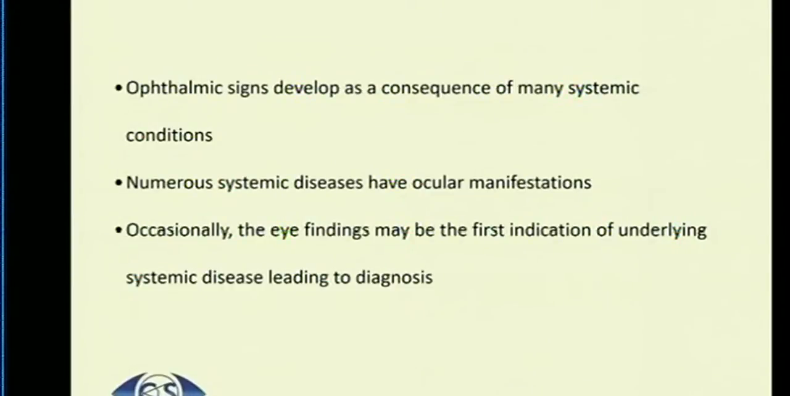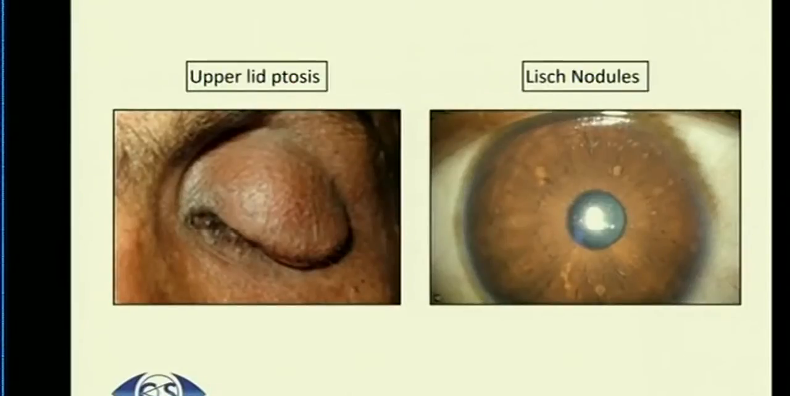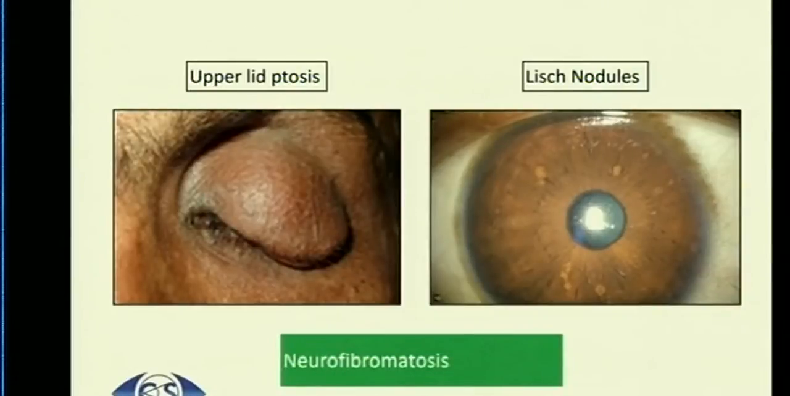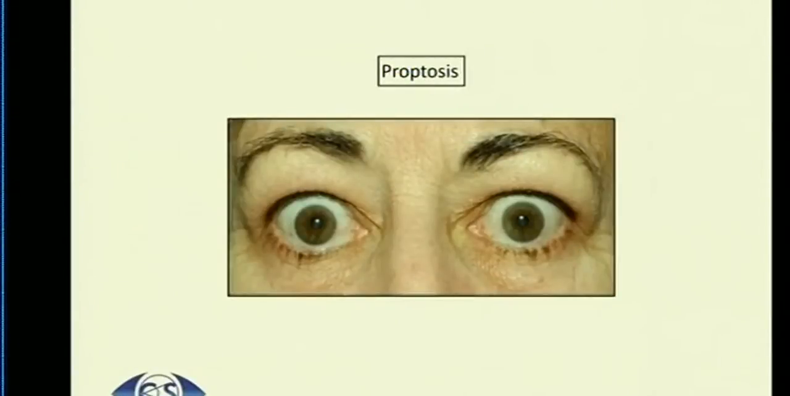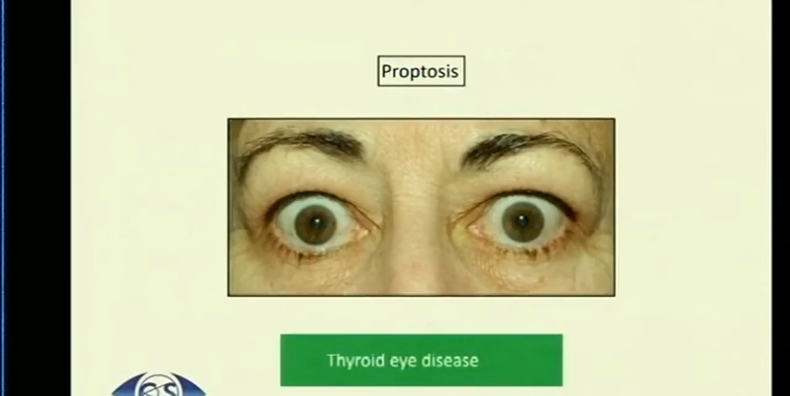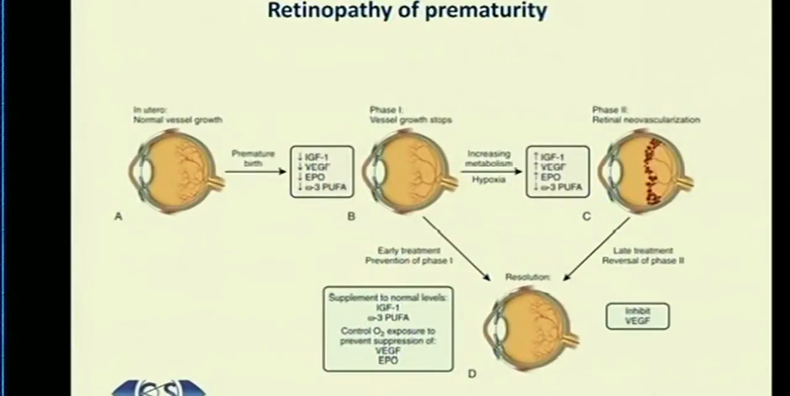And often it is the eye findings which become the first thing at times, which we all know. If you have, for example, the ptosis, you have the Lisch nodules, so you need to look at whether this is neurofibromatosis. Even in thyroid disease, often it's the eye problem which at times is the manifestation that tells you that you have to get a thyroid examination.